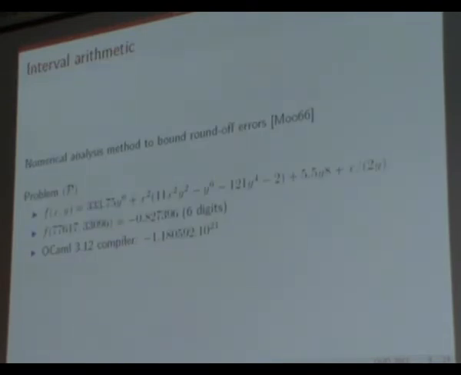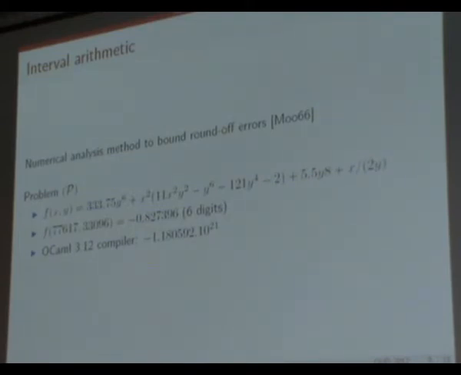Interval arithmetic was introduced by Moore to bound rounding errors. Is there a pointer? Okay, no problem. I introduce here a problem.